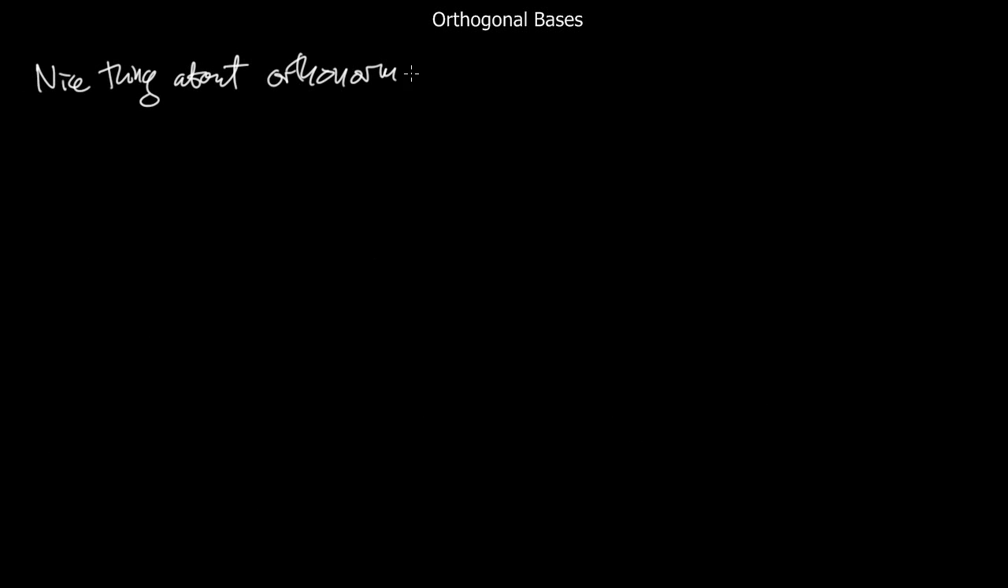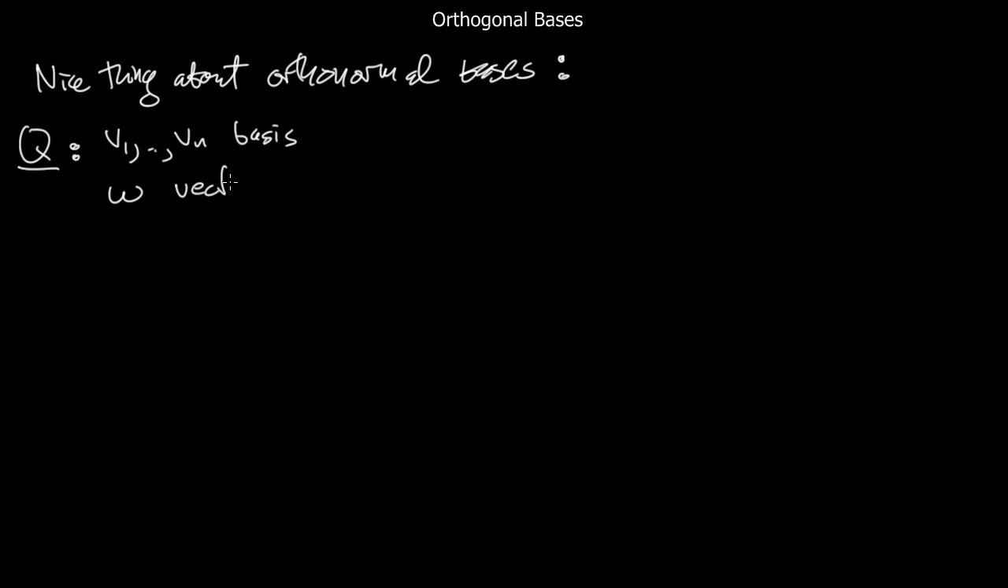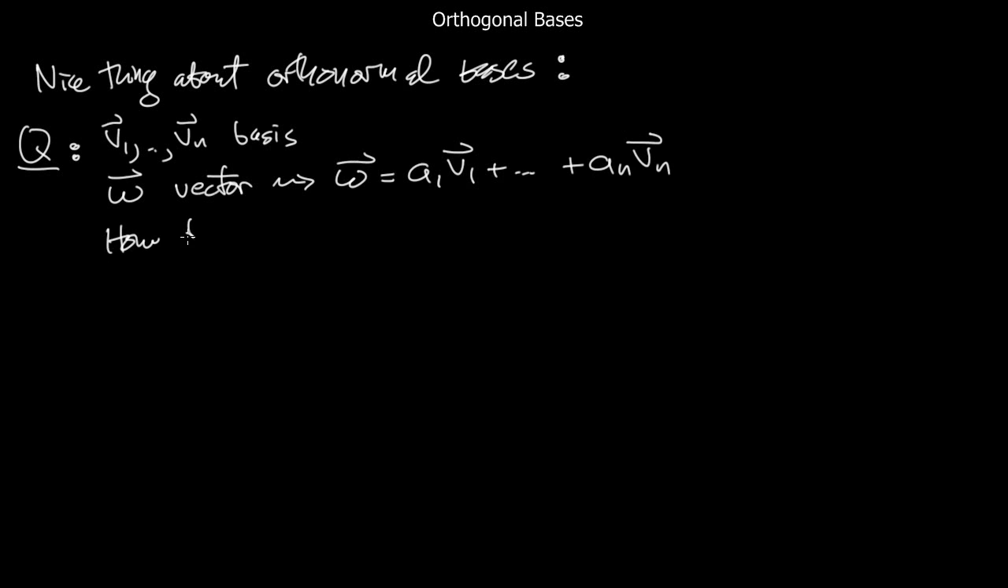Well, they're particularly nice. And I'll show you the main thing that they're good for. And it's answering the following question. Suppose you have a basis of a vector space v1 through vn and a random vector w. And since v1 through vn is a basis, you know that you can write w as a linear combination of the vi's. And how do you find those coefficients, a1 through an? Well, we've seen how you do this.